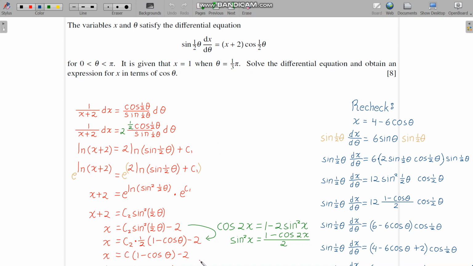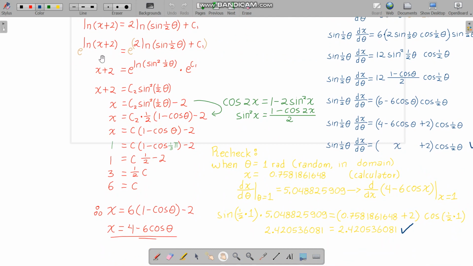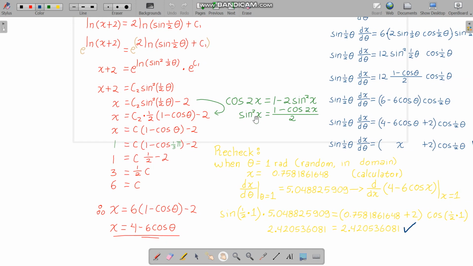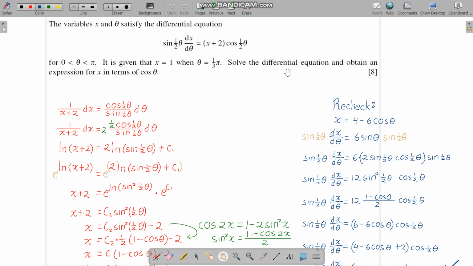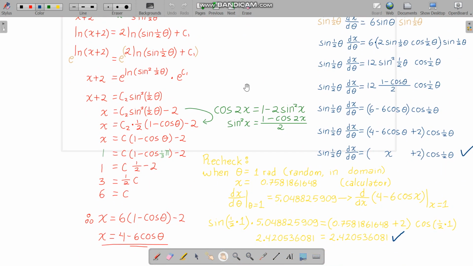Before we replace, we simplify things here. So we use the cos double angle formula, and we get sine squared equals this. So in the question it says in terms of cos theta, so that is why we use the double angle formula, because we want it in terms of cos theta. So we use this identity. Sine squared can be replaced by 1 minus cos over 2.